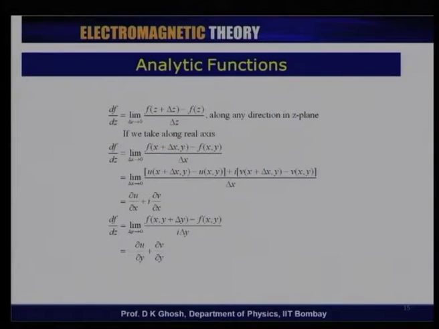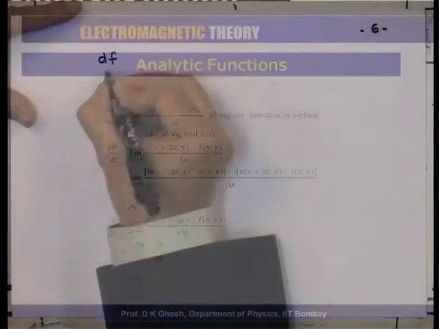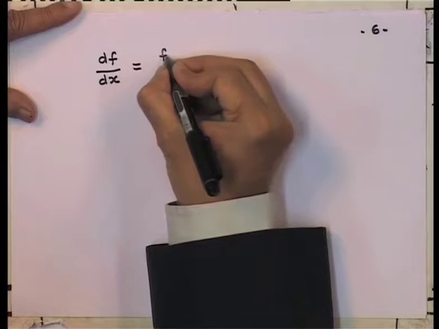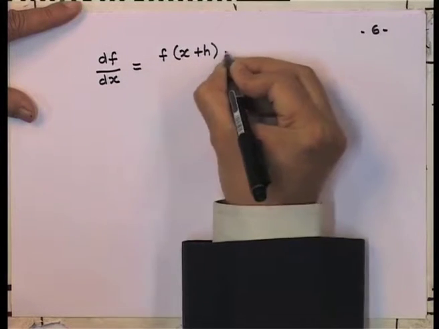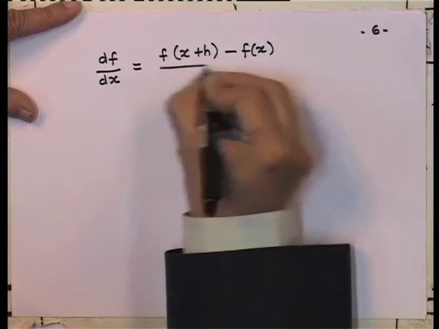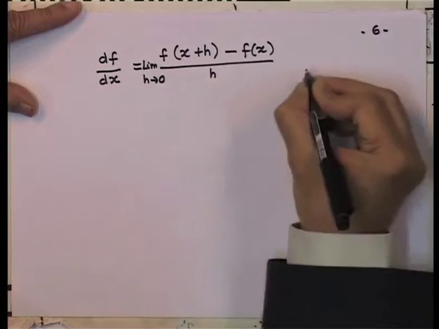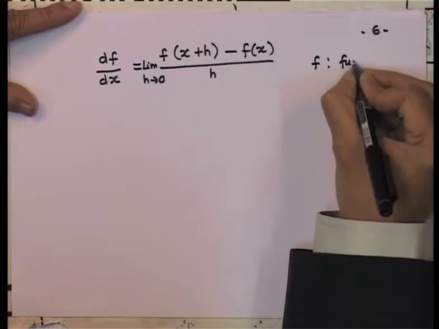Now, before proceeding further, let us recall the definition of a derivative the way we have learned it with respect to a real variable. Remember that in a normal function of a real variable x, when I define df by dx, I say this is given by f of x plus h minus f of x divided by h, limit h tending to 0. So f is a function of a real variable.